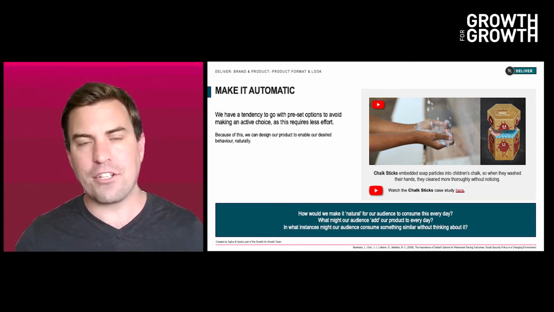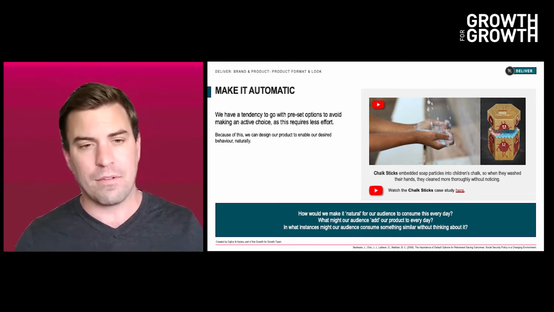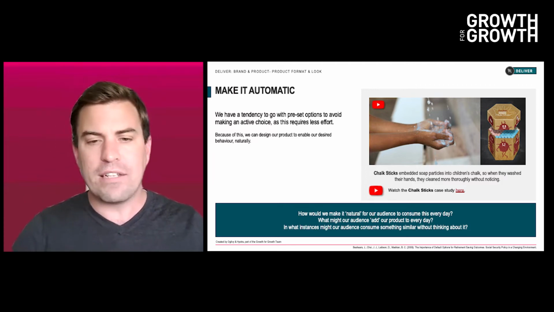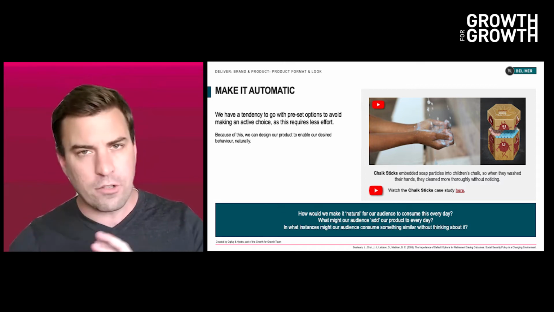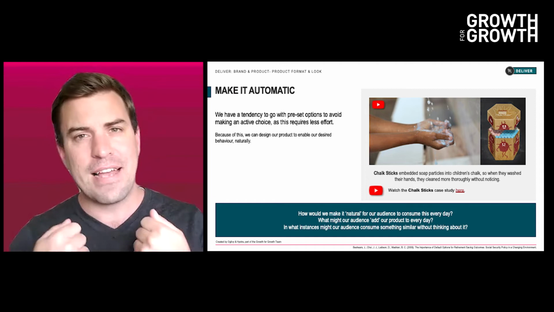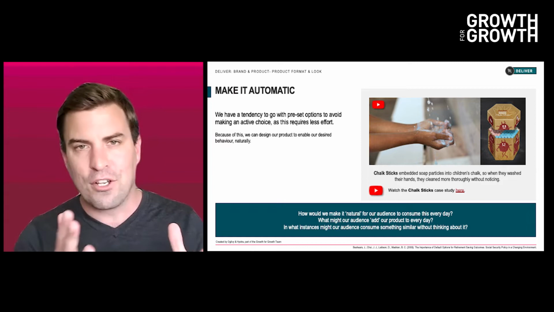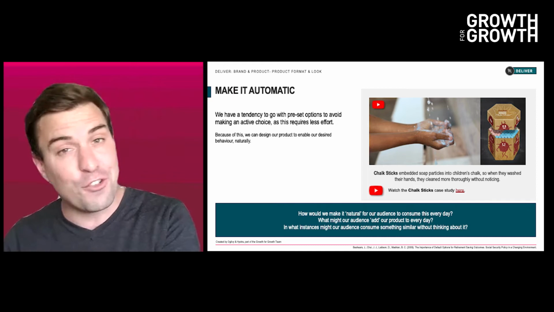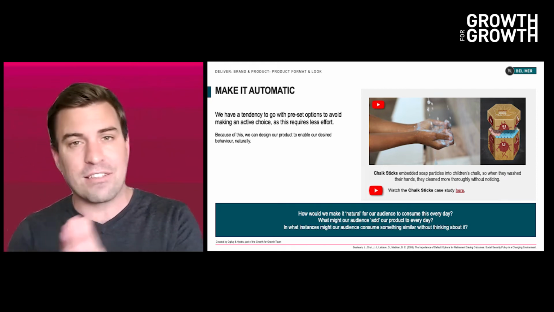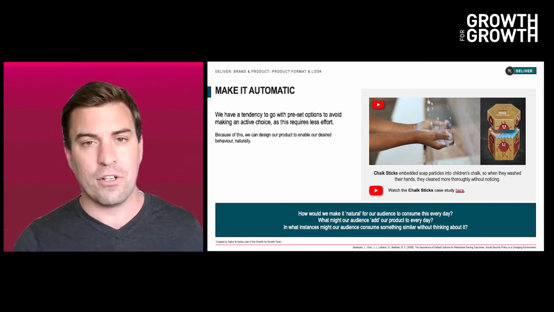So some of the provocations this territory gives us is how might we make it natural for our audience to consume this every day? How might our audience add our product to every day? In what instances might our audience consume something similar without even thinking about it? What are these opportunities for us to associate, embed our product into these activities in something just as subtle as soap granules in a chalk stick to, again, soap deployment in a door handle, right? We can start to think about not asking someone to do anything different, but capitalizing on what they're already doing to increase the likelihood of our outcome.